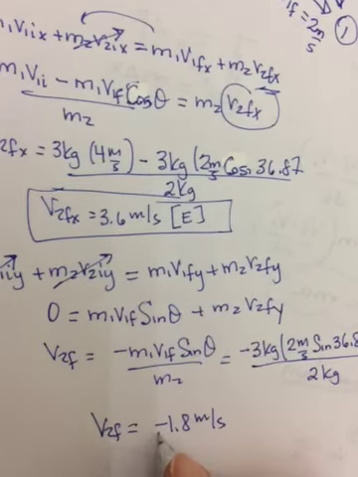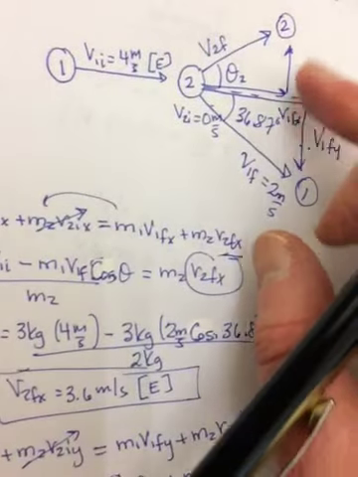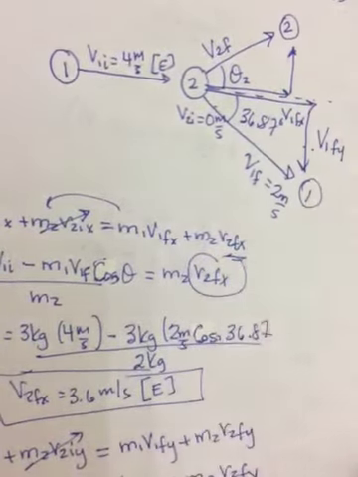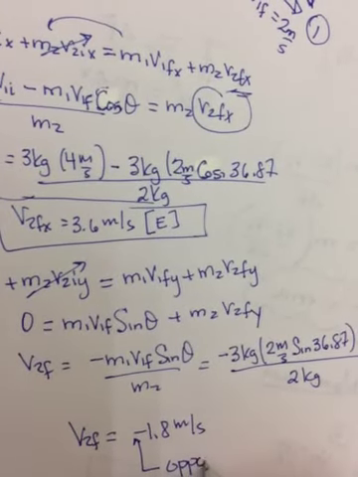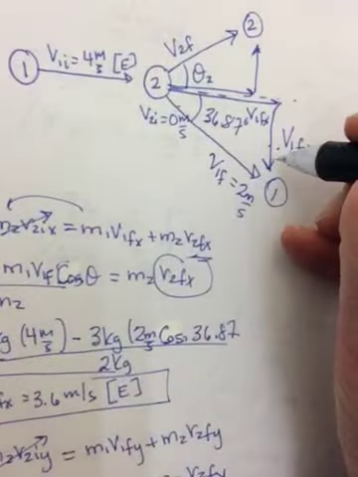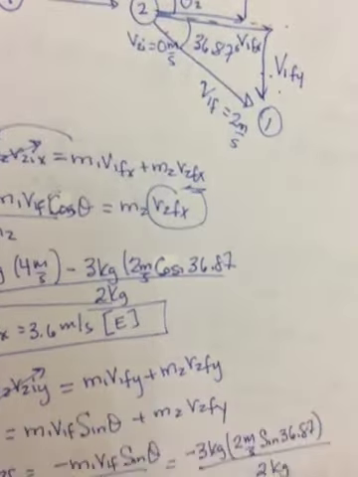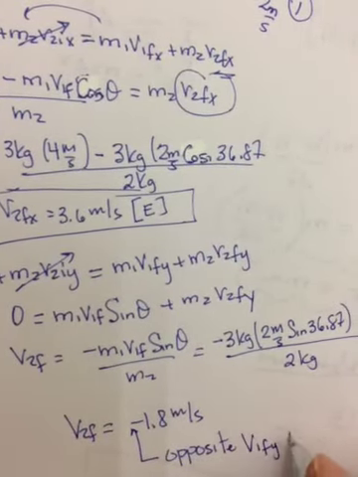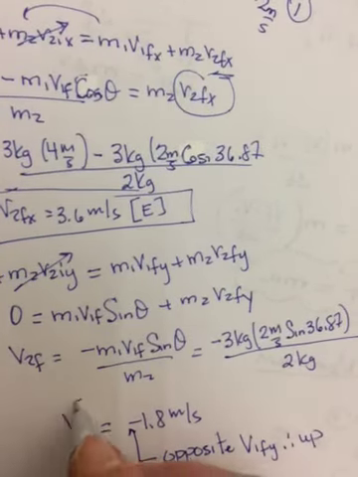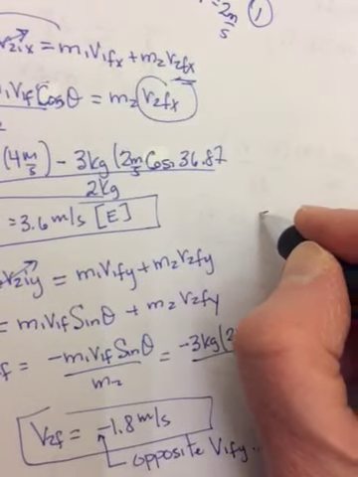The negative, what does the negative mean? Well, it means in the opposite direction to V1F. Okay, opposite. So V1 Fy was going down, so really this one means it's going up. We just didn't call down negative. Okay, so opposite V1 Fy, therefore up. So once you get your x and your y, then you draw them.